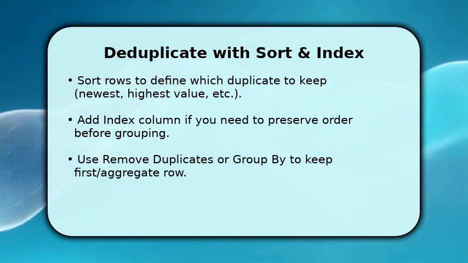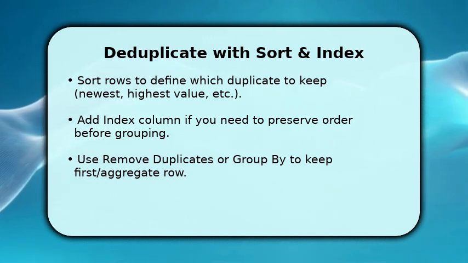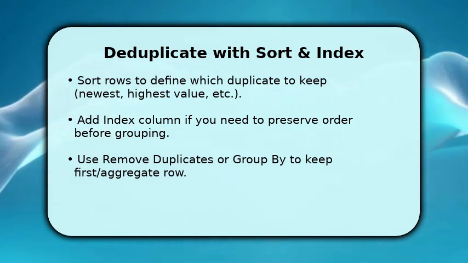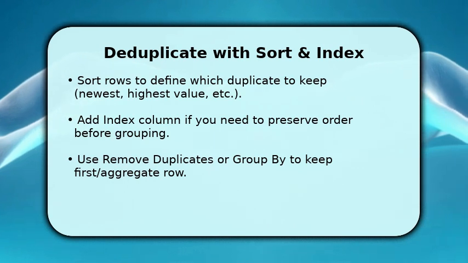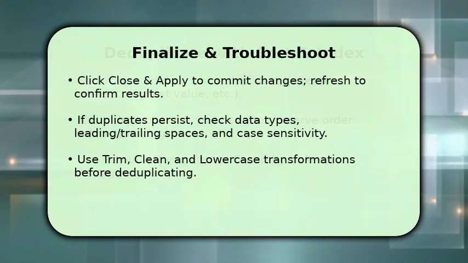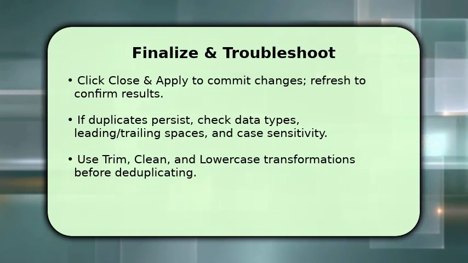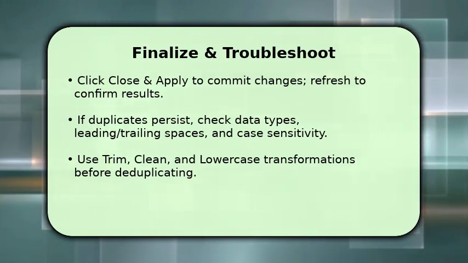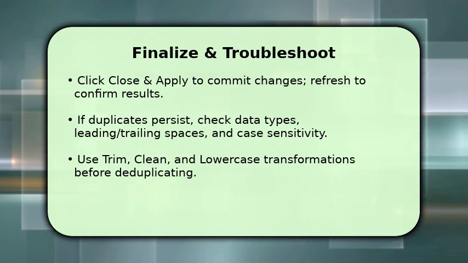Alternatively, use Group By to aggregate and reconstruct a single row per key when you need specific aggregation logic. These steps let you deduplicate while keeping the preferred record. Finish by clicking Close and Apply so Power BI ingests the clean table into the model, then refresh visuals to verify the duplicate count dropped.